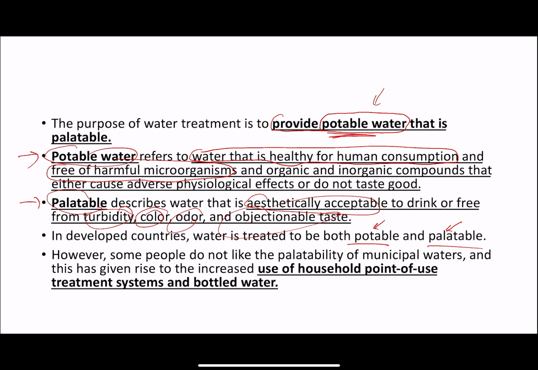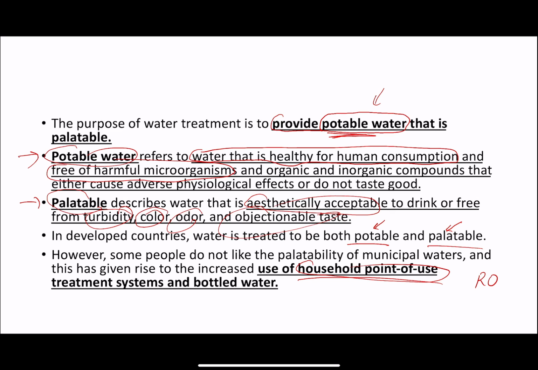But some people, they don't like the palatability of the municipal water. And this has led everyone to use a household point of use. For me, I don't like the palatable water of my municipality because I could see some error. I could see some corrosivity inside the water. Okay? I could taste the bad taste in the water. So I use household point of use. My household point of use is reverse osmosis. And we will be talking about this in the next few slides.